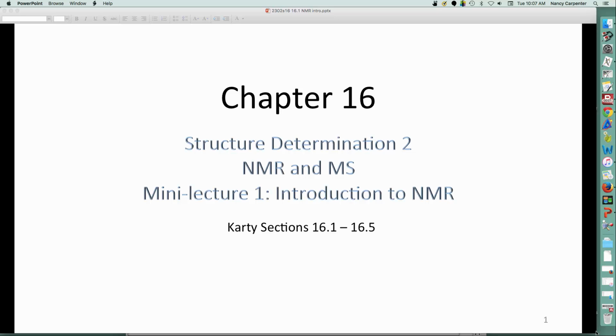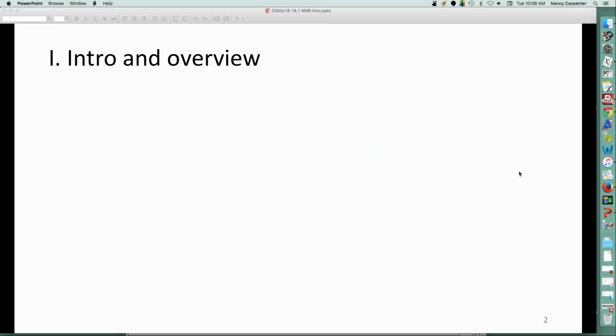A nice change of pace here in Chapter 16. We've done a little introduction to NMR at the end of last semester when we used the benchtop NMR in OChem 1 lab, but now we're going to get to know it in great gory detail. There will be several mini lectures to this chapter, and I'll try to keep them pretty short and sweet. Or at least short. Alright, so anyhow, intro and overview.